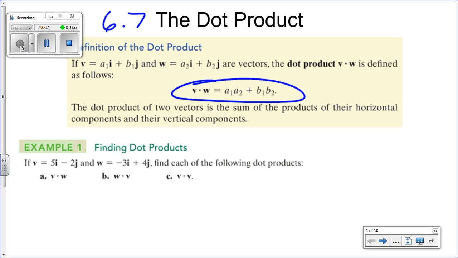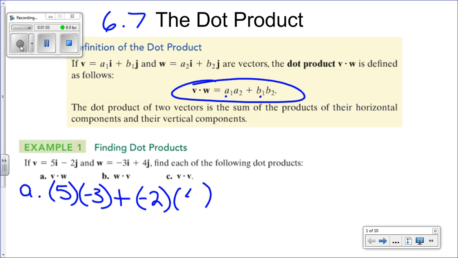And remember from our previous lesson, we mentioned how A represents the horizontal components and B represents the vertical components. So in this case, for the dot product, B dot W, we're going to multiply the horizontal components, so 5 times -3. And then we're going to add the product of the vertical components. So that will be -2 times 4.